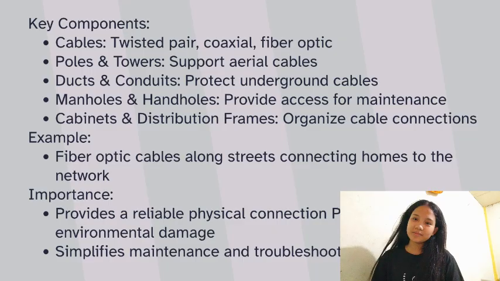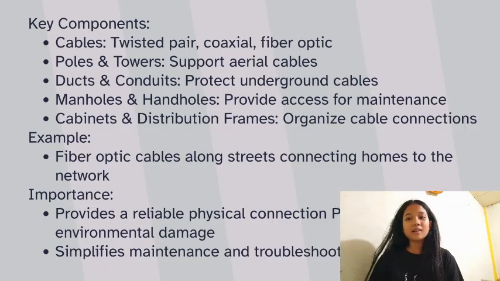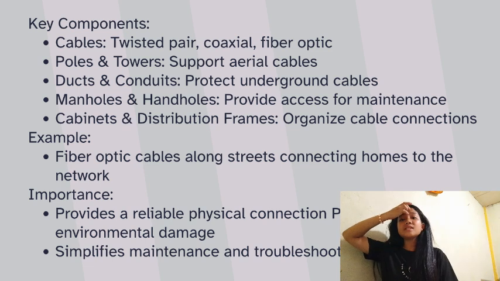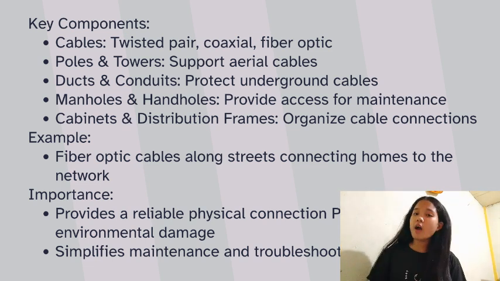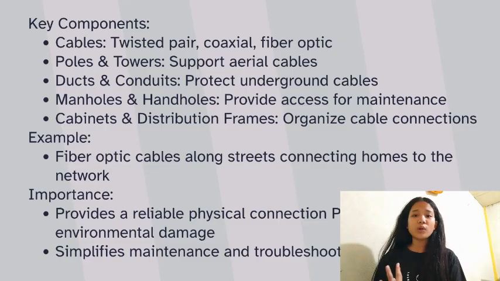Next is the last but not the least, the subscriber line. So a subscriber line is the physical connection from the telecommunication provider's network to the end user premises, and it allows users to access voice, internet, data, and services. Example, telephone line installed at home or office, fiber optic connection for broadband internet. So the purpose of this is to connect individual users to the main network. It provides a medium for communication and data transfer.